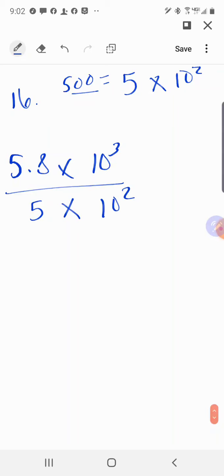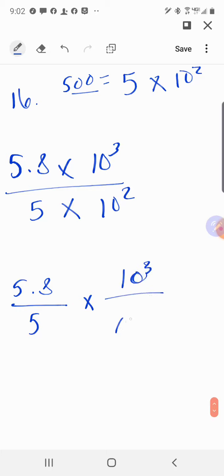All right. So I want to break this up. I got 5 times 8, 5.8 divided by 5 times 10 to the 3rd divided by 10 to the 2nd. And we got 5.8 divided by 5, which is 1.16 times 3 minus 2 is 1. So I got 10 to the 1. So our answer is 1.16 times 10 to the 1. That's your answer. For these problems, there is no answer key. You just need to know how to do it.